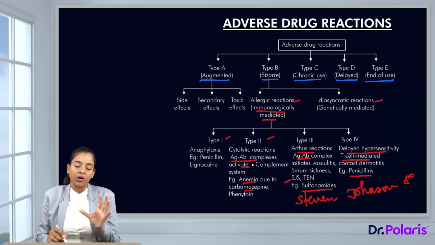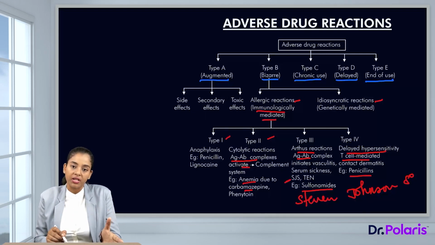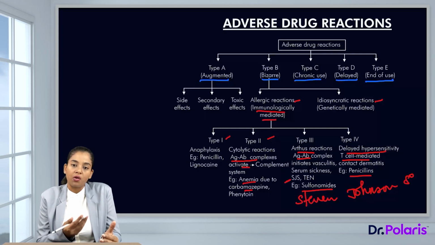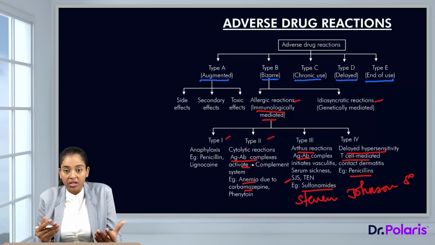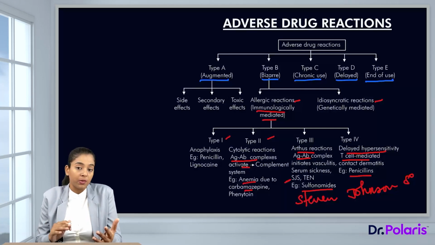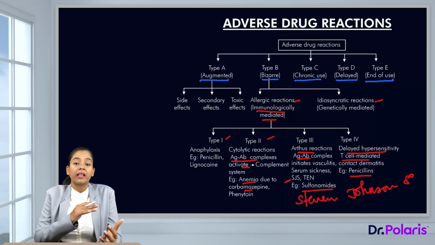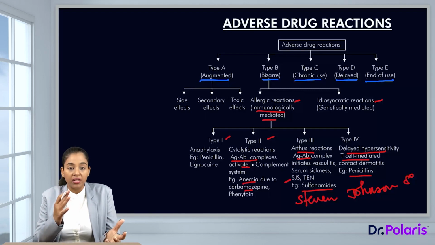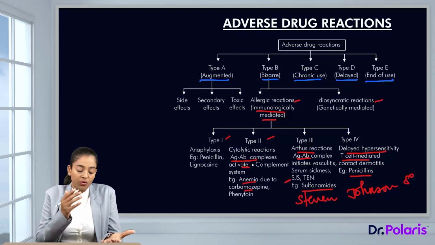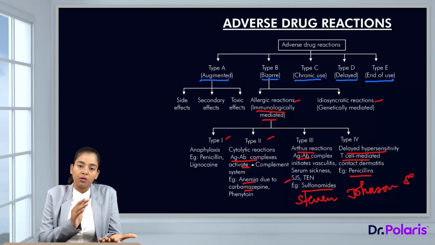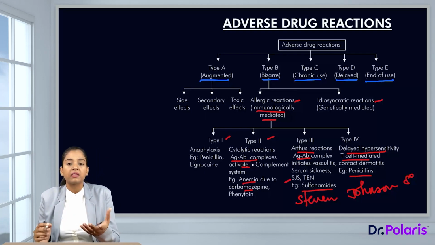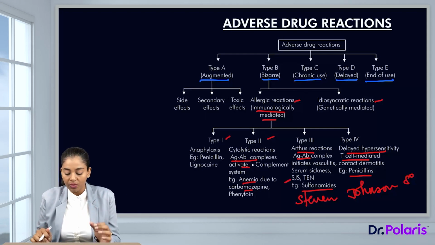Augmented is the one that we already know. We already know this drug produces this action. Exaggerated response becomes type A or augmented. Bizarre is unexpected reactions. It can happen to anybody. Not all patients will develop bizarre reactions. Chronic use, you have to take the drug for a long duration of time for the adverse drug reaction to develop. Delayed, you take the drug now, you would have stopped the drug also, but the effect will be seen later. This is where teratogenic agents or carcinogenic agents have their effect. And end of use, once you stop the drug, the adverse drug reaction comes. So these are the types of adverse drug reactions.